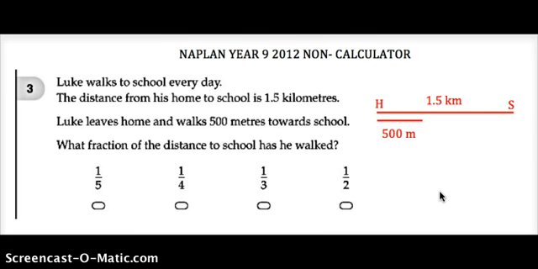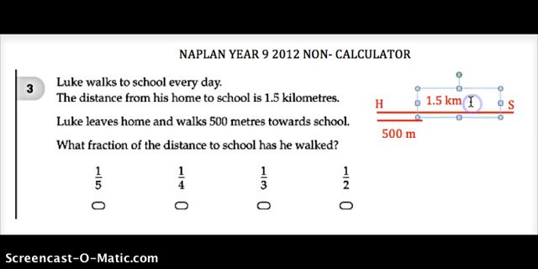Okay, now I have just drawn a diagram showing that information. So the distance from home to school, H for home, S for school, that distance is 1.5 kilometres and he leaves home, so he leaves from here and walks 500 metres towards school. What fraction of the distance to school has he walked? Now when we first look at this question, we notice that the units are not the same. So we've got metres here and kilometres here. So we really need to change this distance up here and convert it into metres.